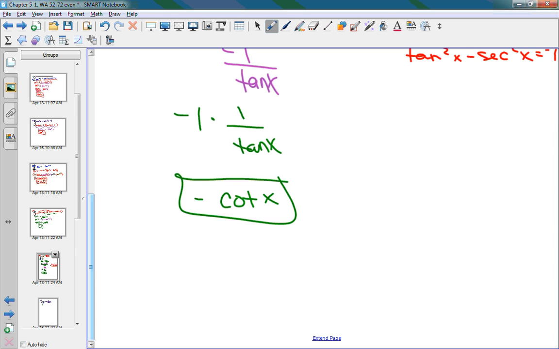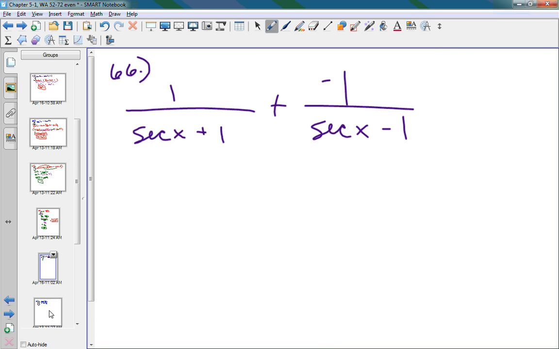Because you guys tell me, would you rather see 2 or 1/2? You'd rather see 2, which means you'd rather see a whole number with a trig function rather than a fractional trig function. You know I'm right, you just don't want to admit it because you'd rather stop at 1 over tangent. I'd rather multiply by 1 over 2 than divide by 2. I hear ya. 66, it's a homework problem.